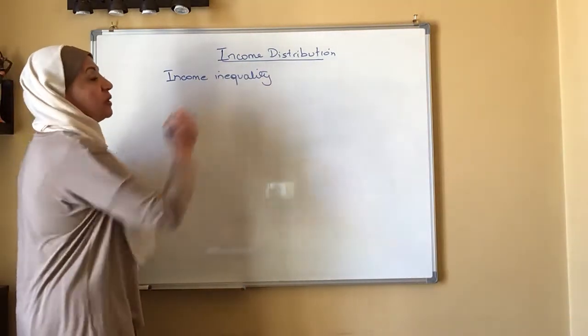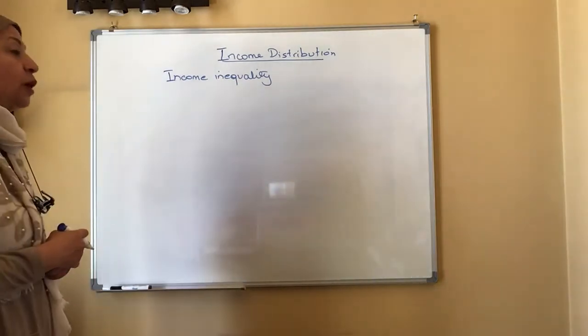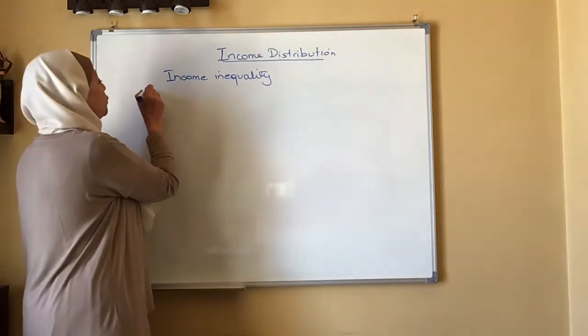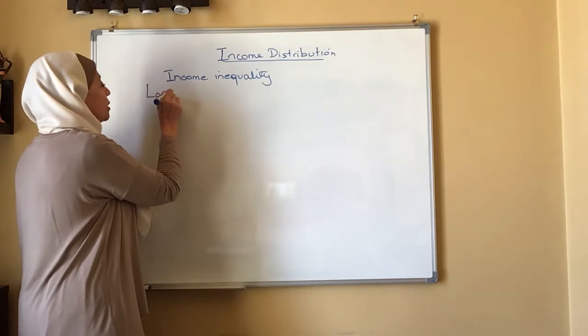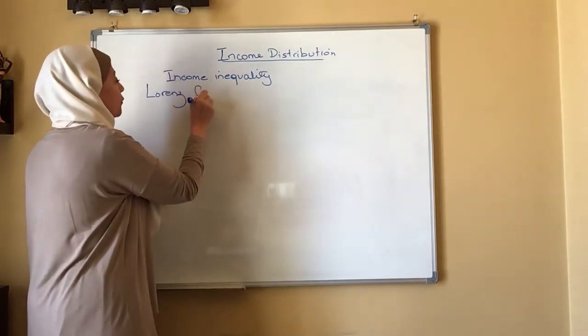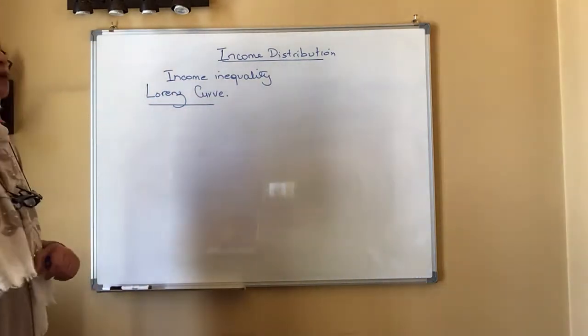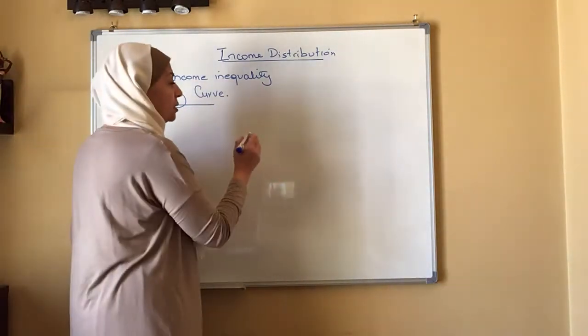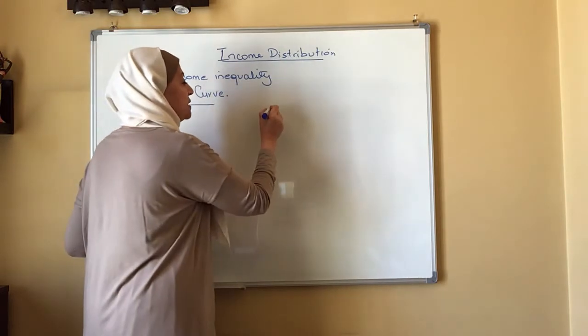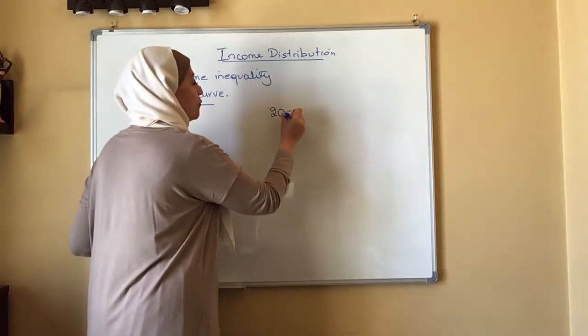How do we determine the income inequality or the income distribution? We use something known as the Lorenz curve. Okay, I need your attention here to understand. Now imagine you are 20 people. This is all of the economy.